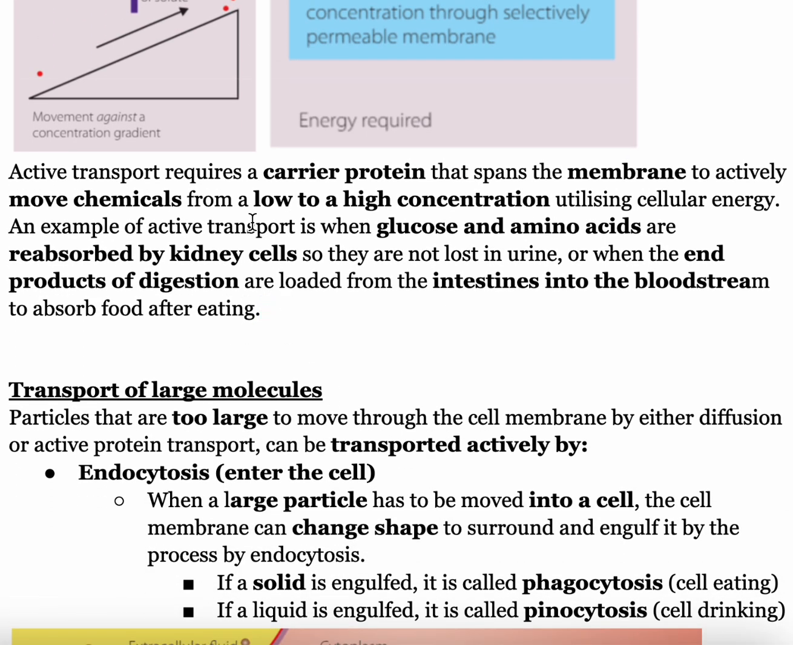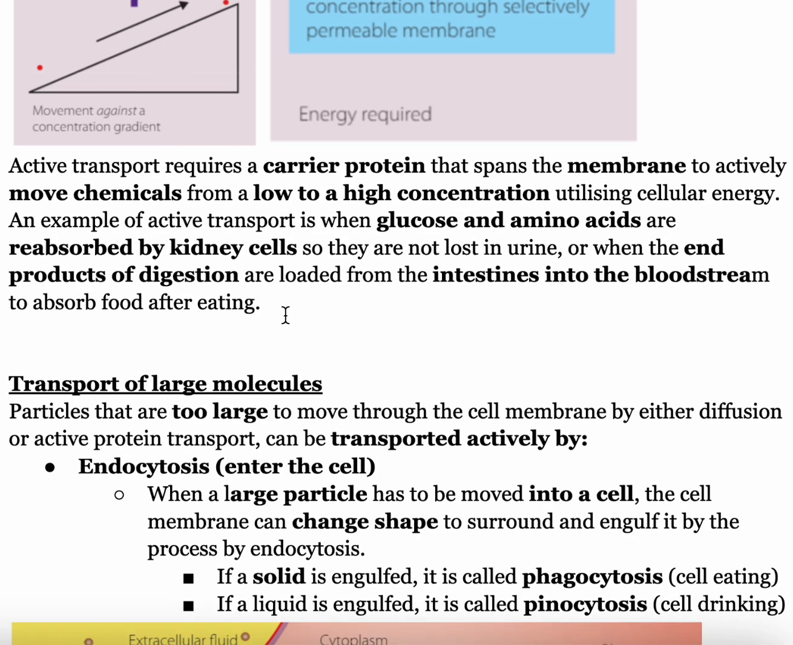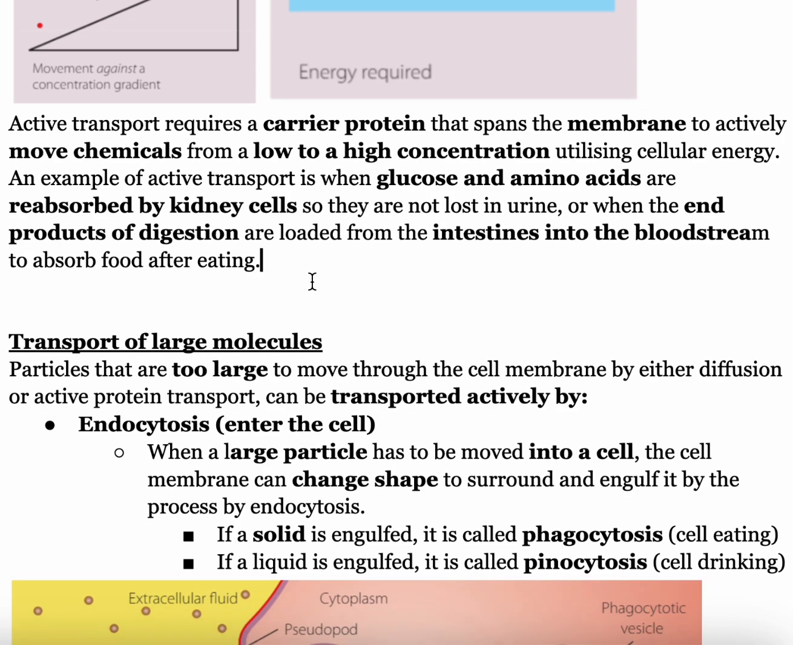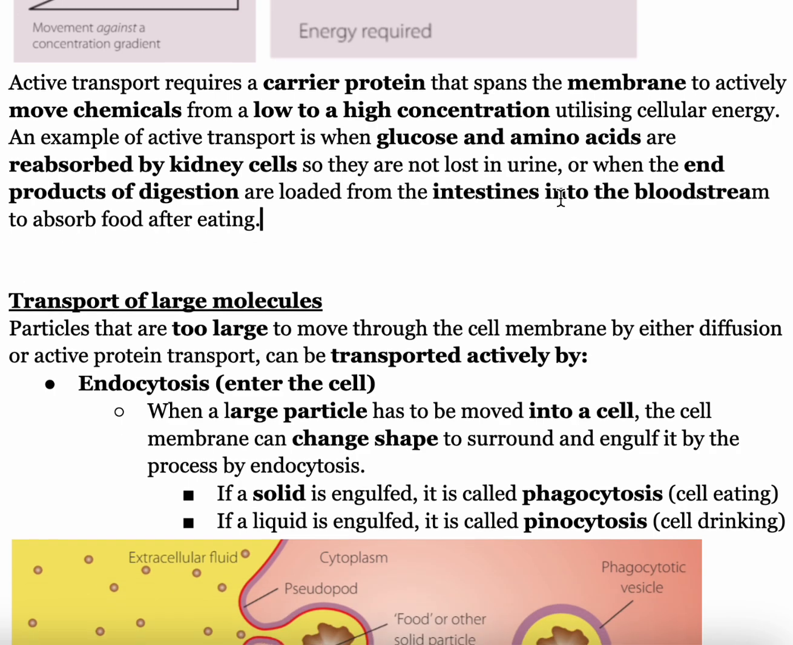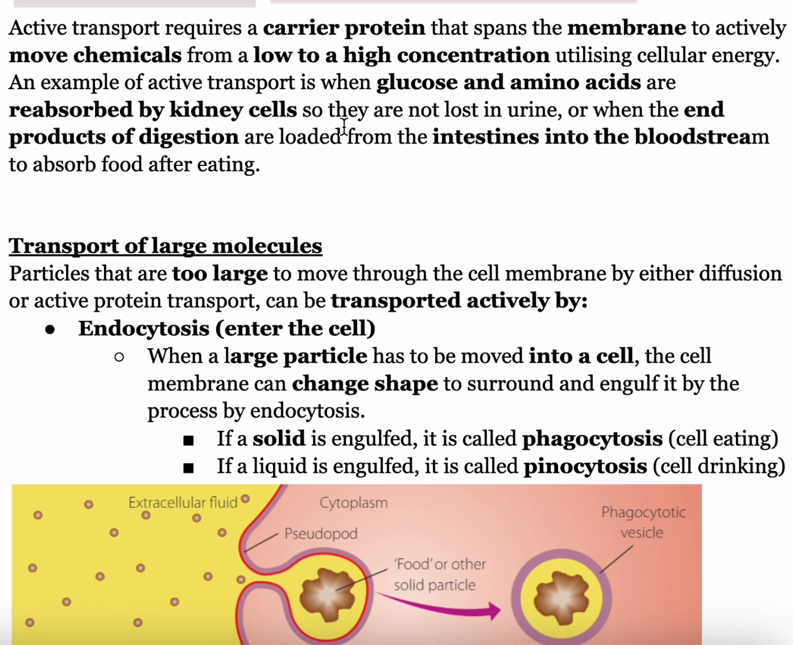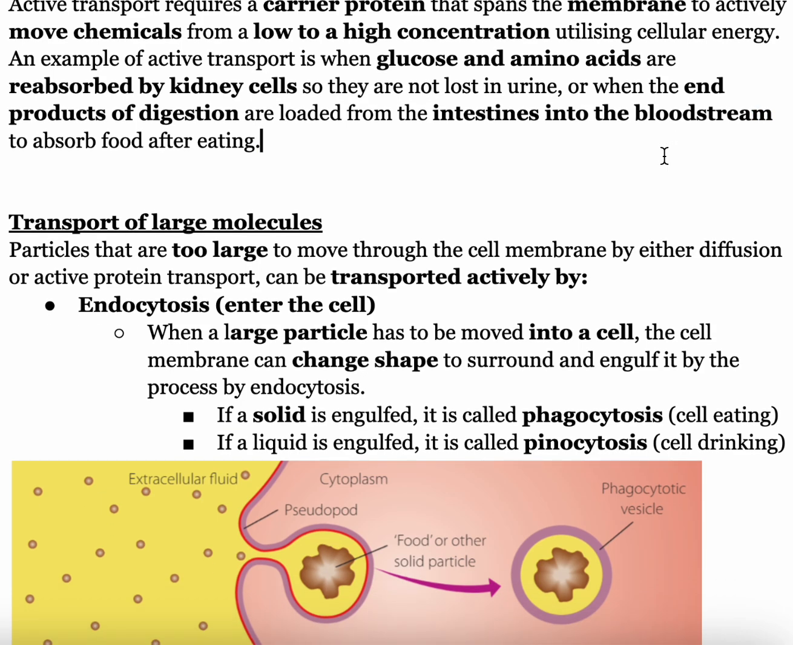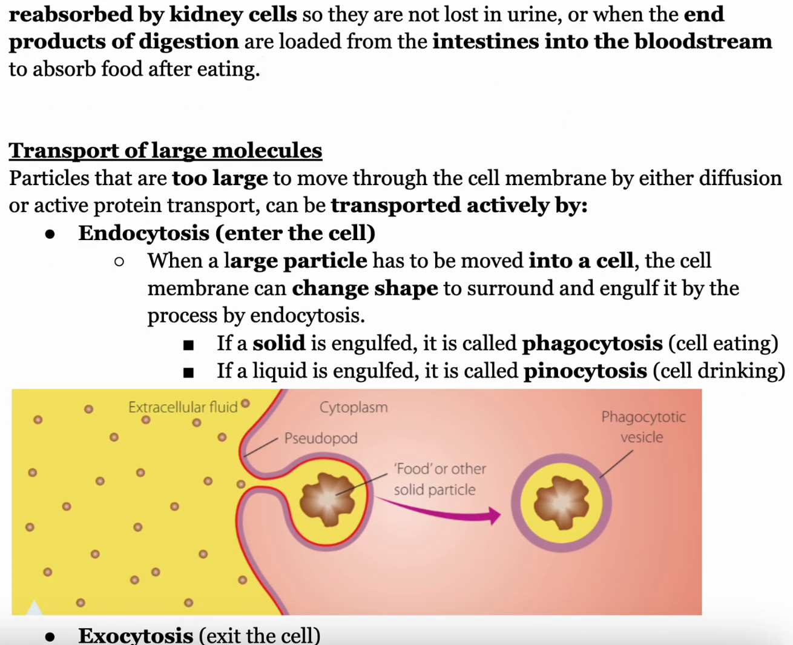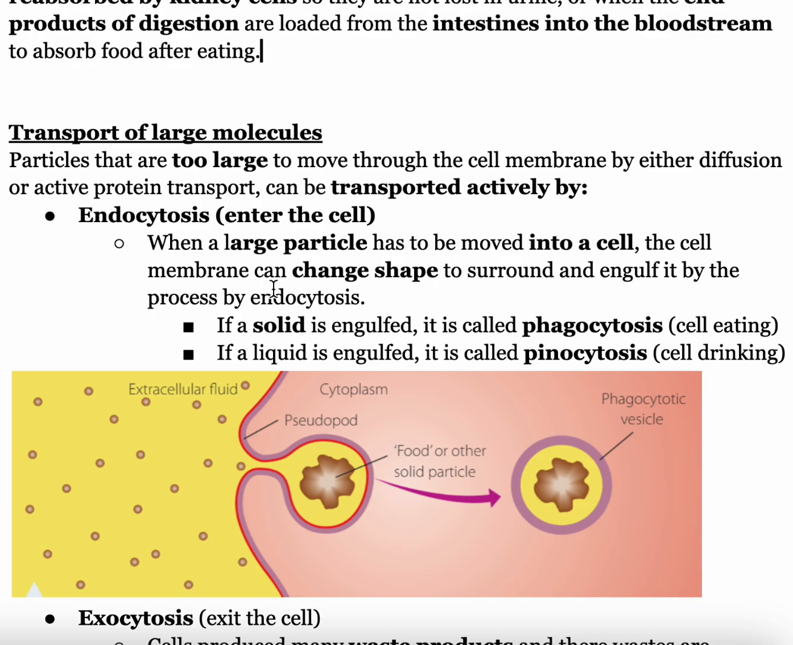Active transport requires a carrier protein that spans the membrane to actively move chemicals from a low to a high concentration. This is utilizing cellular energy. One example is when glucose and amino acids are reabsorbed by kidney cells, so they are not lost in urine, or when the end products of digestion are loaded from the intestines into the bloodstream. This is to absorb food.